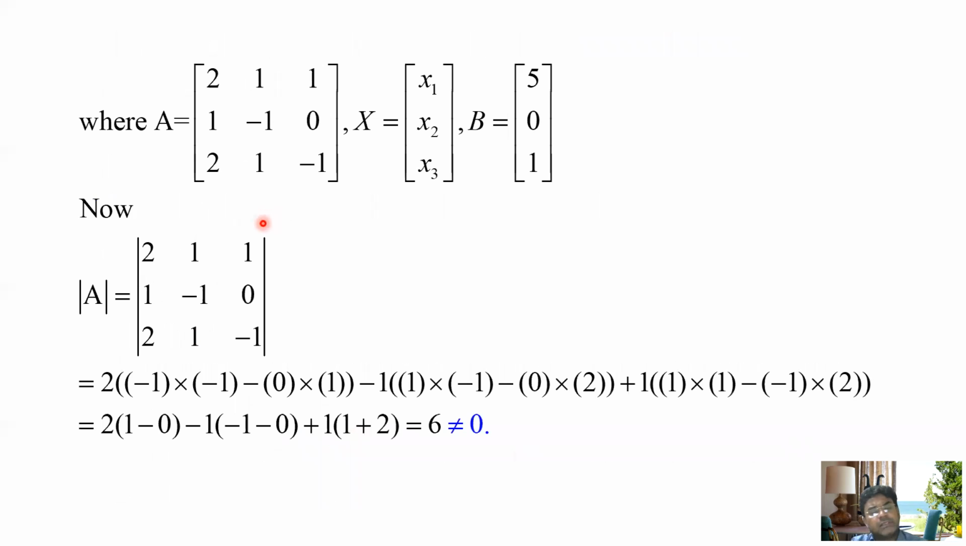Now, as already discussed, first you have to calculate the determinant of A. Determinant of A: 2, 1, 1, 1, minus 1, 0, 2, 1, minus 1. You already know how to calculate: 2 into minus 1 into minus 1, minus 1 into 0, that is 1. Minus 1 into 1 into minus 1, minus 2 into 0. Plus 1 into 1 into 1, minus 2 into minus 1. So from here, 2 into 1 minus 0, minus 1 into minus 1 minus 0, plus 1 into 1 plus 2, that is 3. So that is 2, plus 1, and 3, that is 6, not equal to 0. That means A inverse exists. So it means you can apply Jordan. Okay, clear?